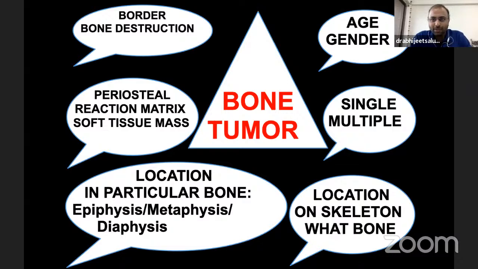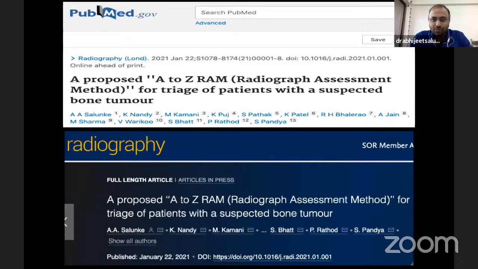or oncosurgeon or medical oncologist when he's seeing a patient, so we can reach some diagnosis, and later on a good treatment can be planned for him. So we published a paper that proposed the A to Z RAM, radiographic assessment method for triage of patients with suspected bone tumors. The work was performed totally at GCRI, Gujarat Cancer Research Institute. We had good collaboration with an engineer and an orthopedic colleague. And this paper was published in a radiography journal in January.